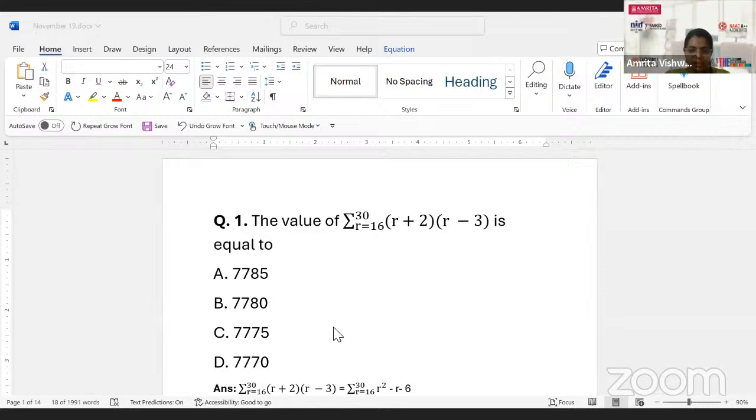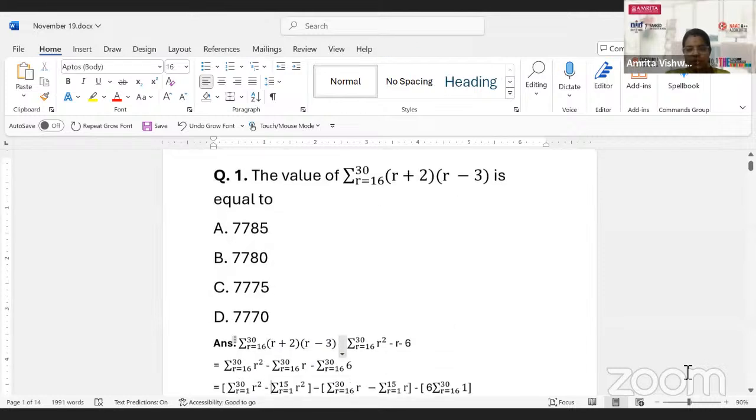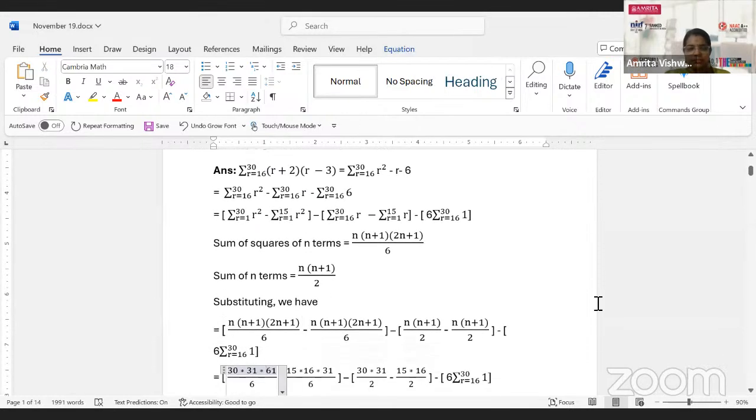This is a very simple question, with a very basic initial concept. So here, what is given in the question is sigma r equal to 16 to 30, (r plus 2) into (r minus 3). So we can write this as r square plus 2r minus 3r minus 6. So it becomes r square minus r minus 6.